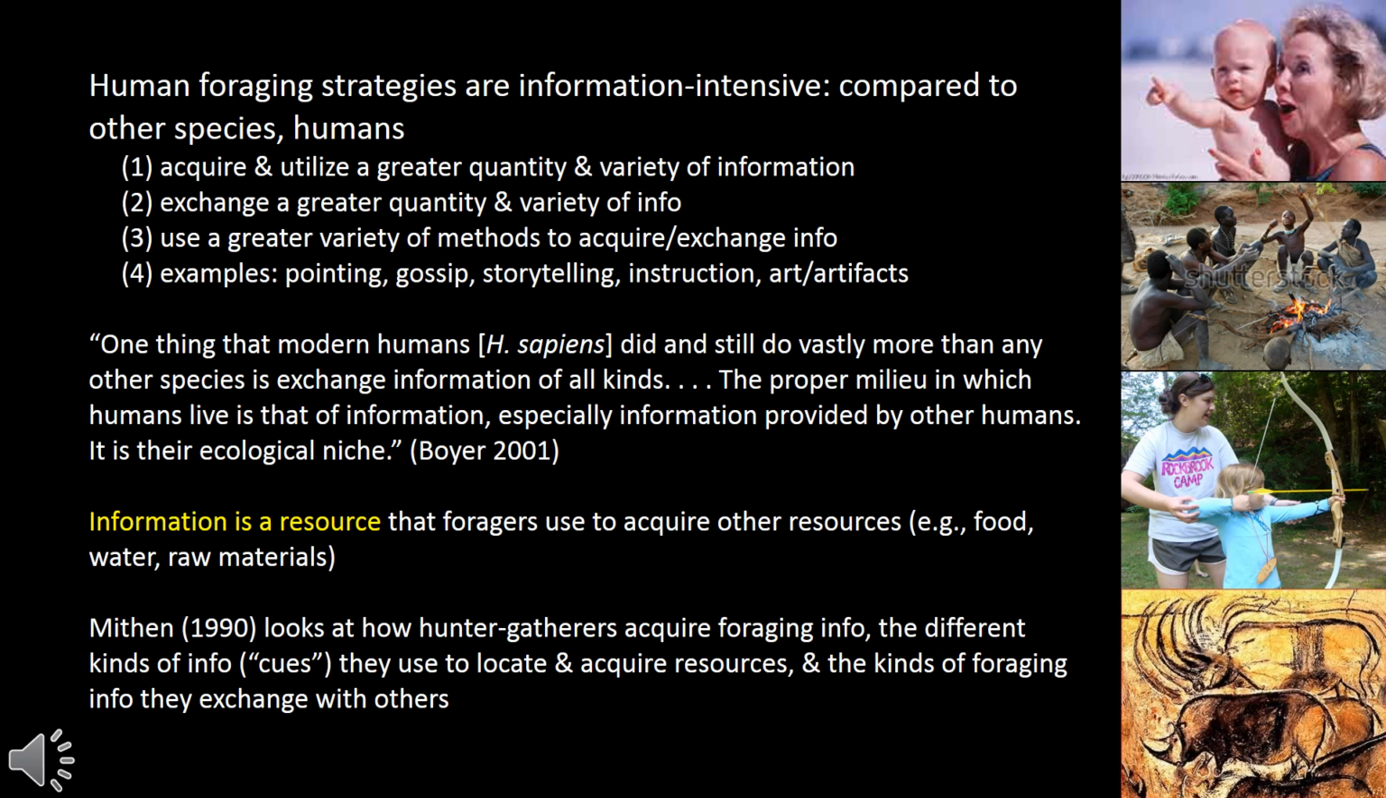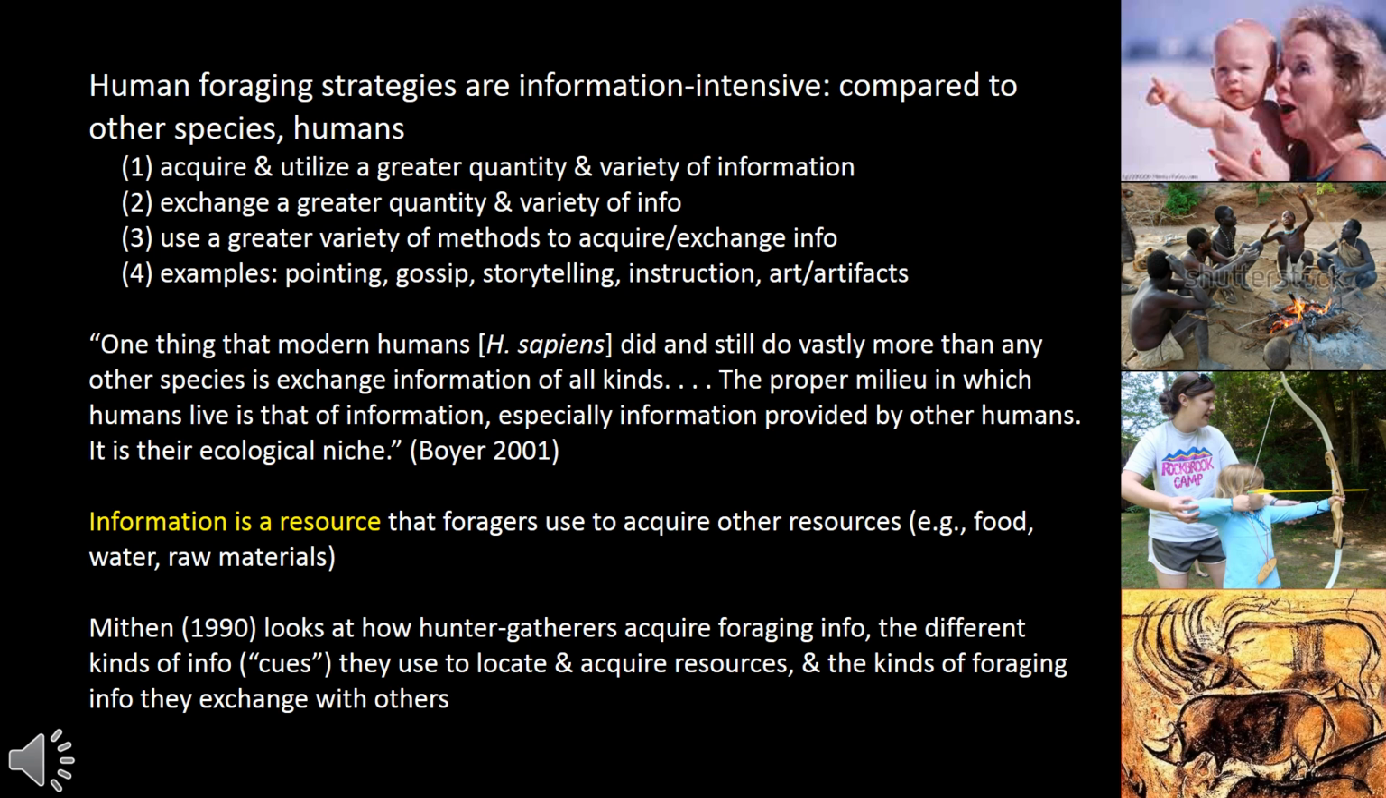The proper milieu in which humans live is that of information, especially information provided by other humans. It is their ecological niche. Thus, the foraging niche can be thought of as the information niche, and information can be seen as one of the resources exploited by humans. Information is a resource that foragers use to acquire other resources, such as plant and animal foods.